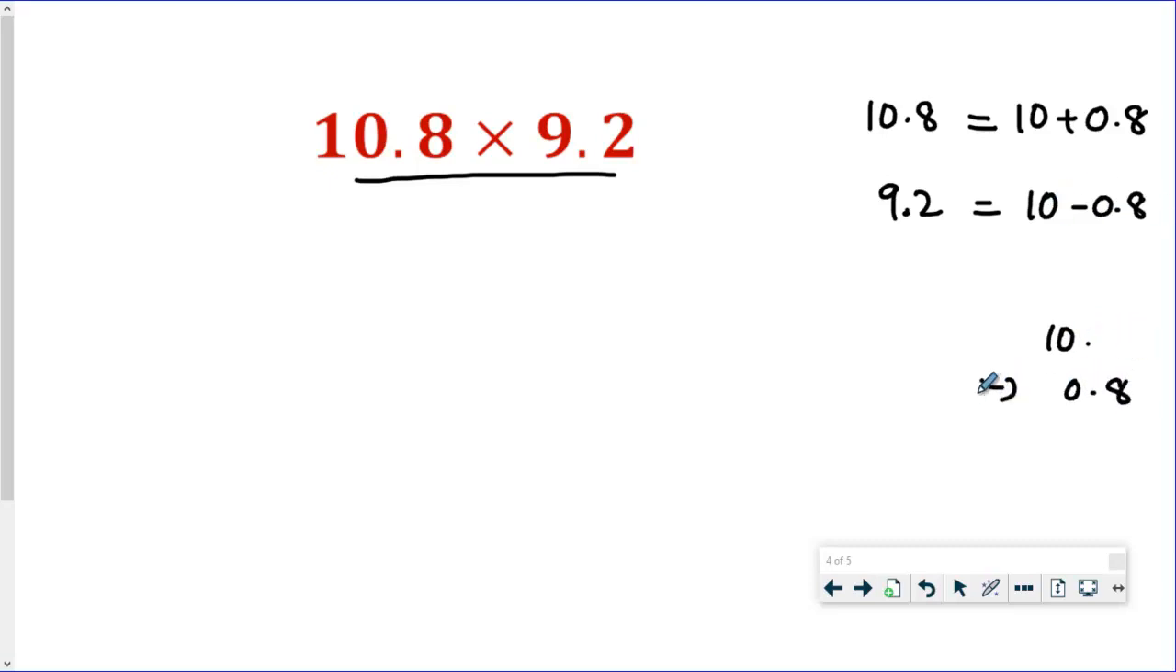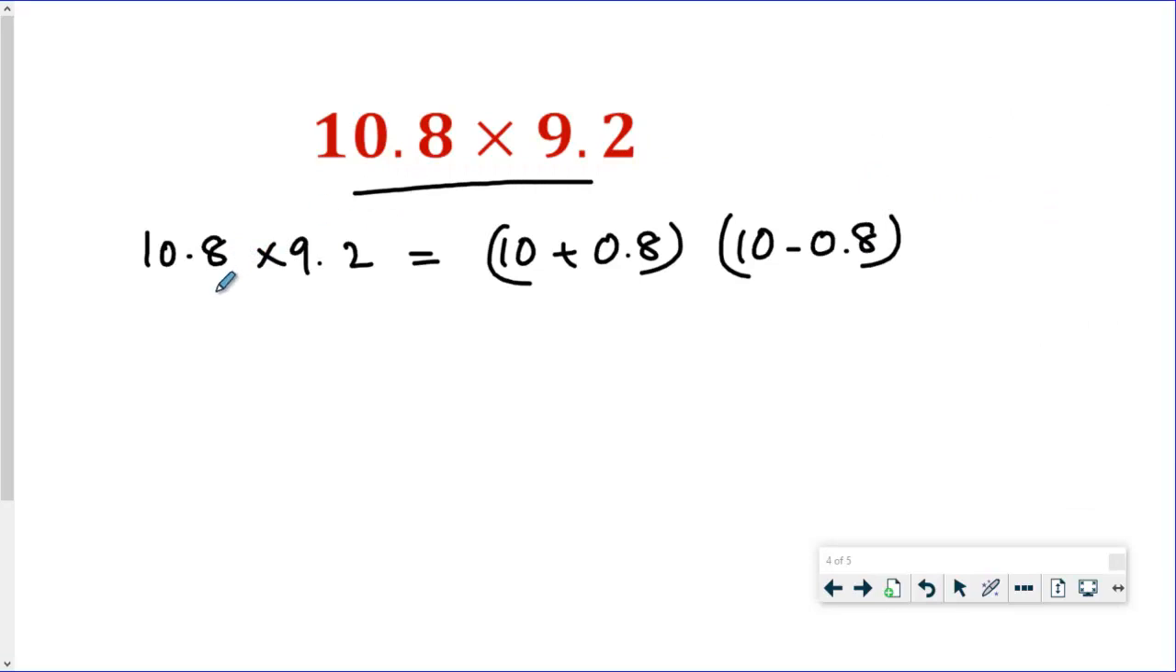here also you have to add 0. Now we have to subtract. For subtraction, 0 minus 8 is not possible, so you have to take one borrow. So this 0 is 9 and this one is 10. 10 minus 8 is 2 and here 9. So 9.2. Here, instead of 9.2, we can write 10 minus 0.8. That is, if you subtract 0.8 from 10, our answer is 9.2. So here we can write 10.8 into 9.2 is equal to, instead of 10.8, 10 plus 0.8, and instead of 9.2 we can write 10 minus 0.8.